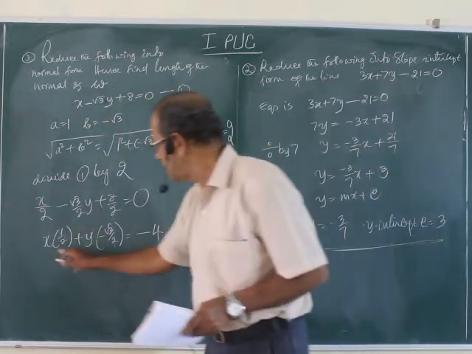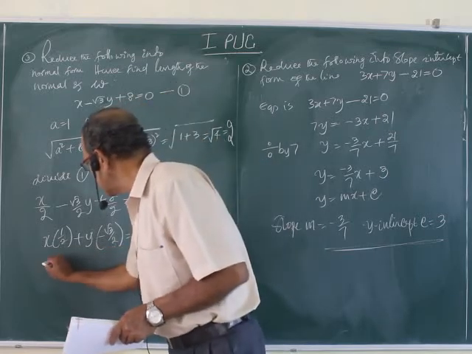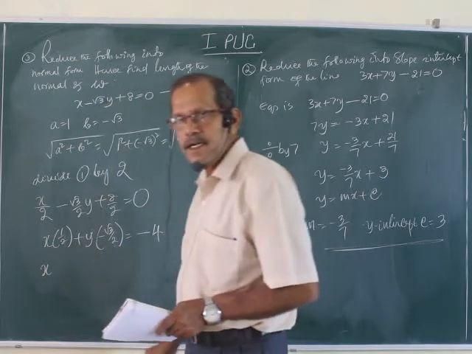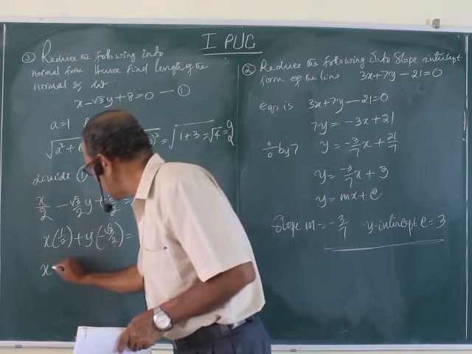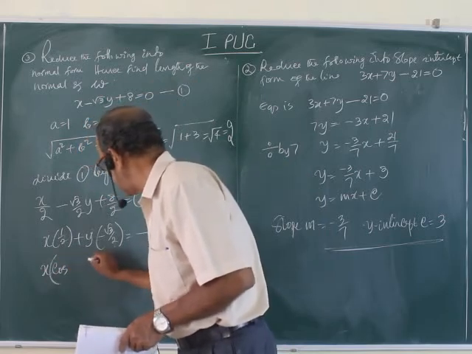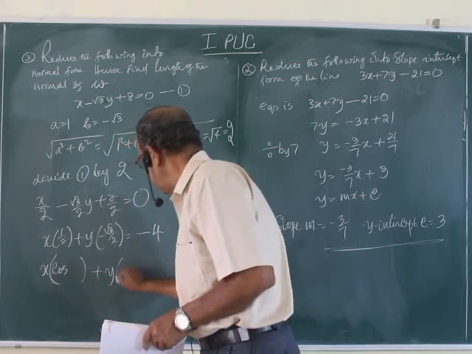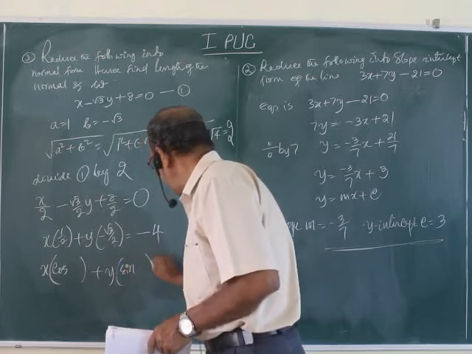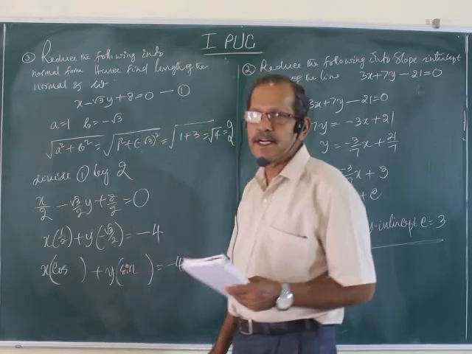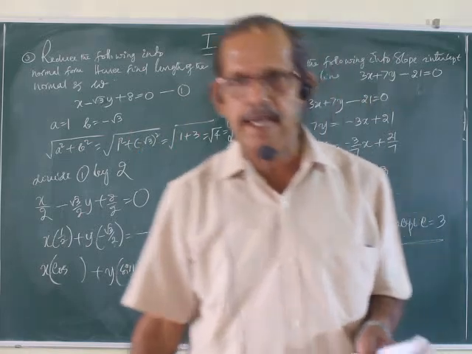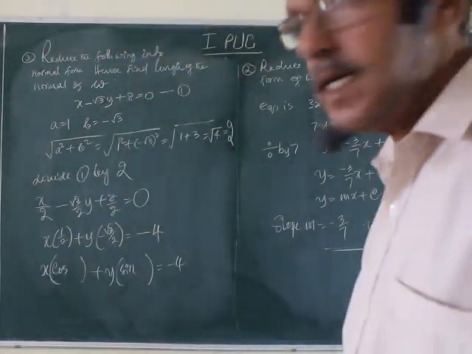Now, this one: x into cos of some angle, y into sine of the same angle should be equal to minus 4. Give me the angle. Let me continue in the next video.